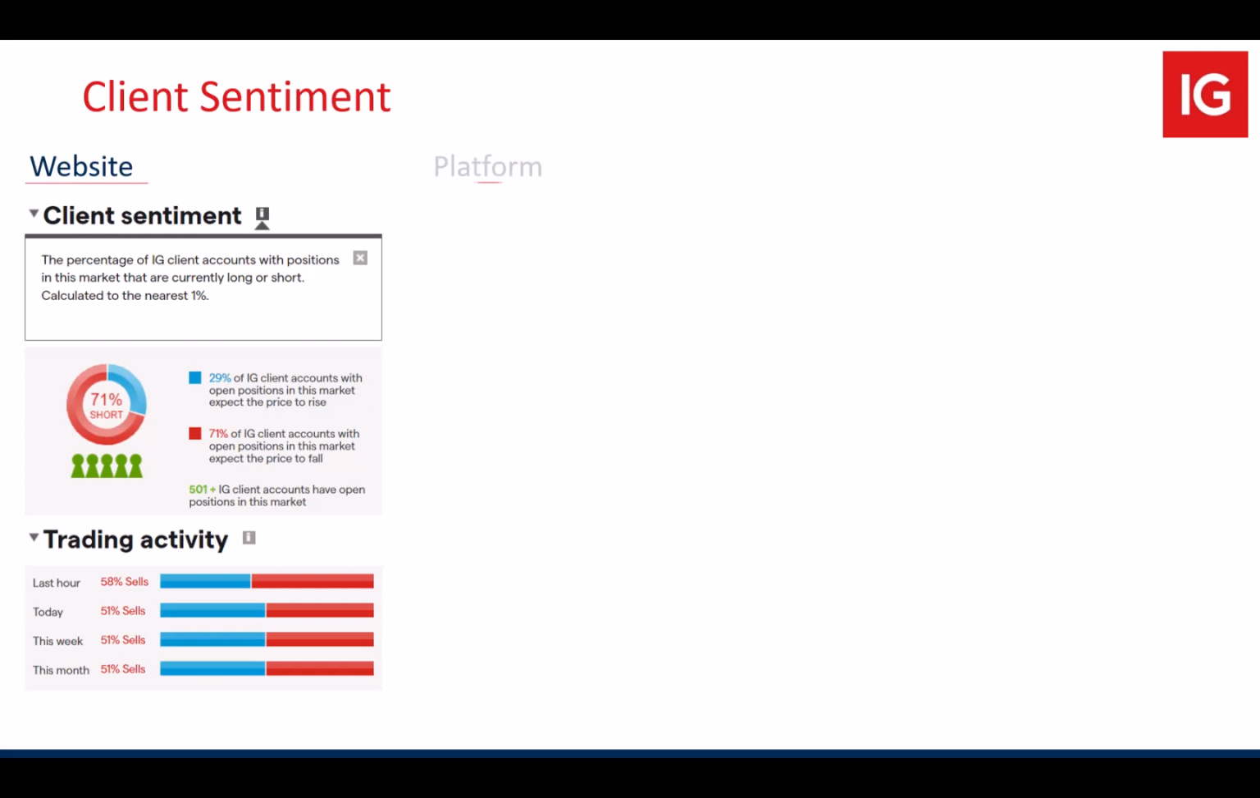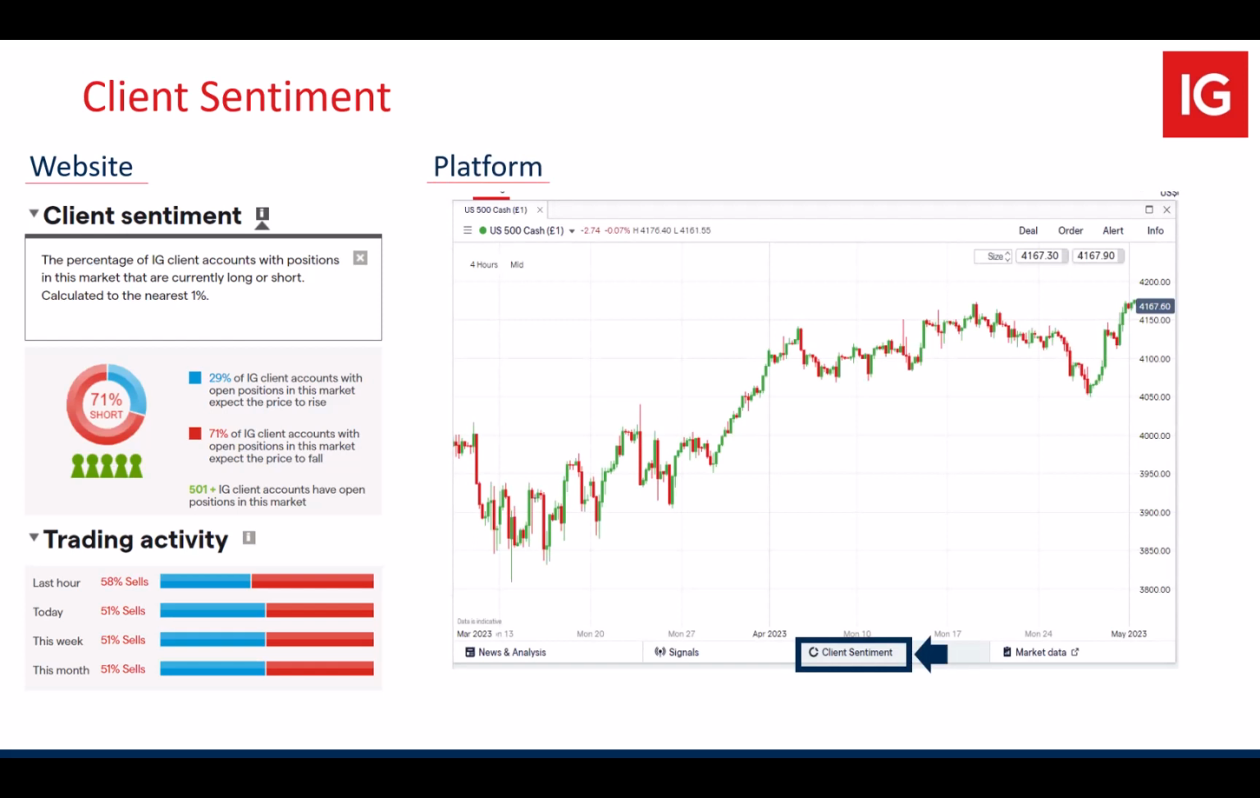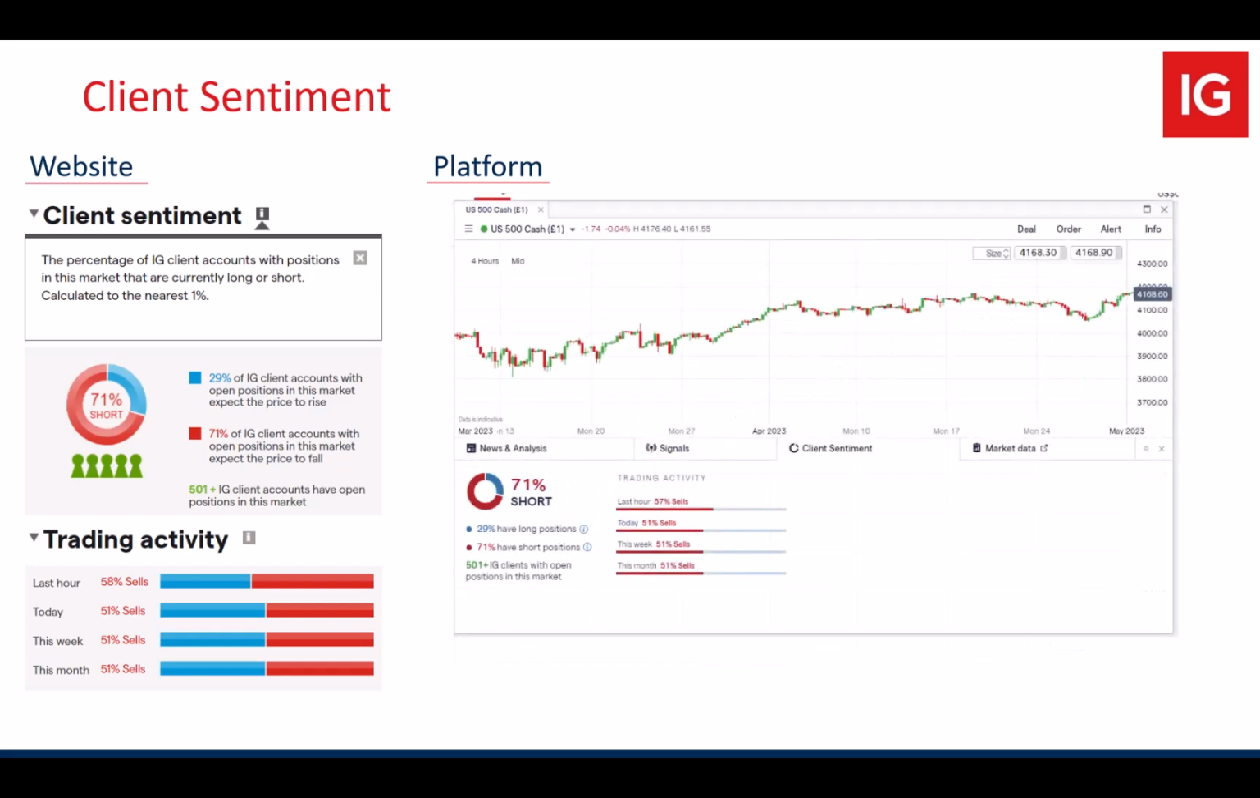Another place where you can find it is on the platform. Very convenient, it's right there. When you pull up the product, in this case US 500, the S&P 500, you'll see client sentiment, and you can click on it, and it'll give you the percentage short and the percentage long amongst IG client accounts.